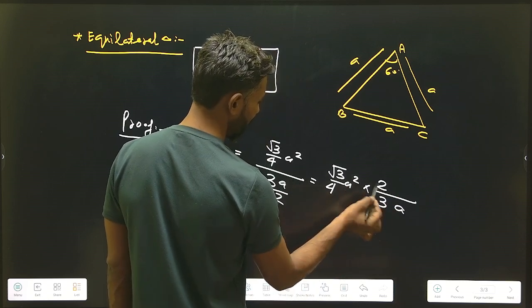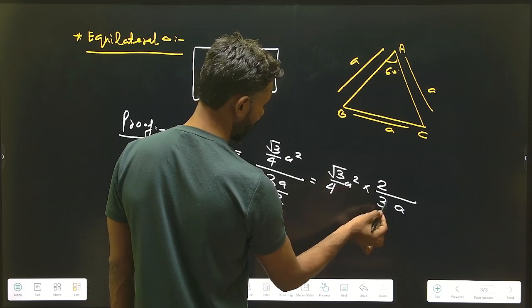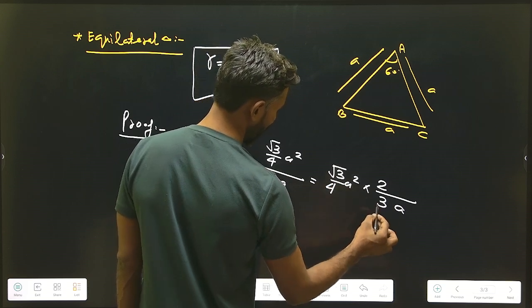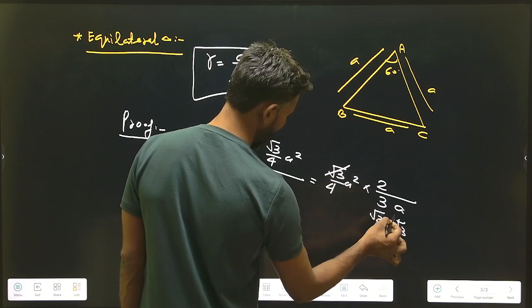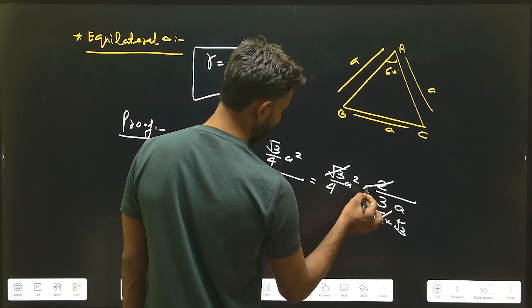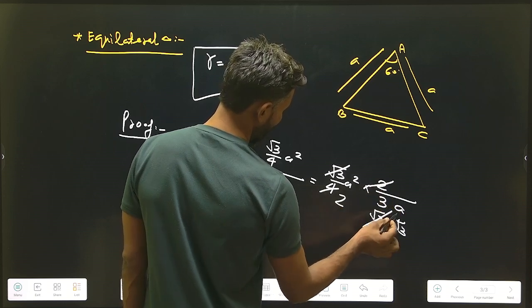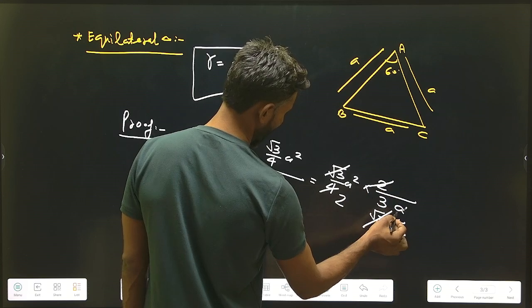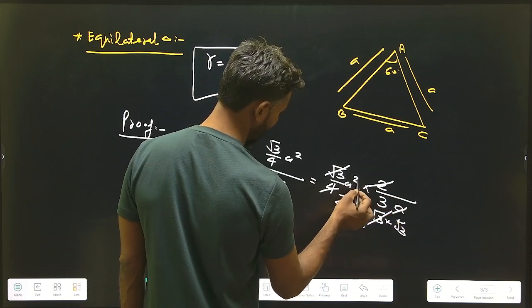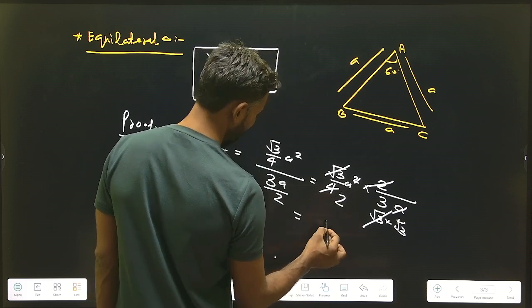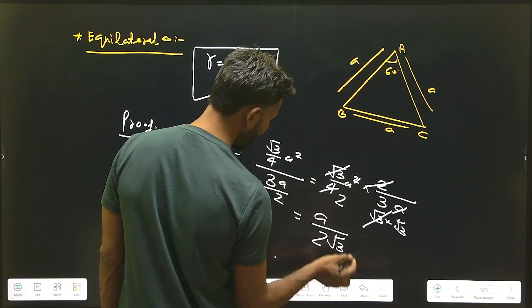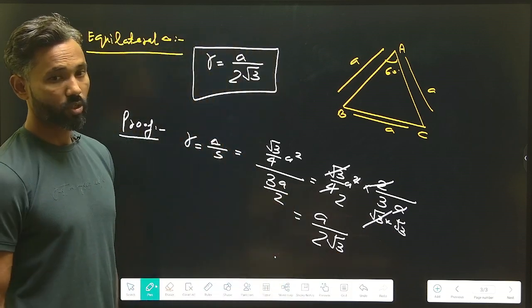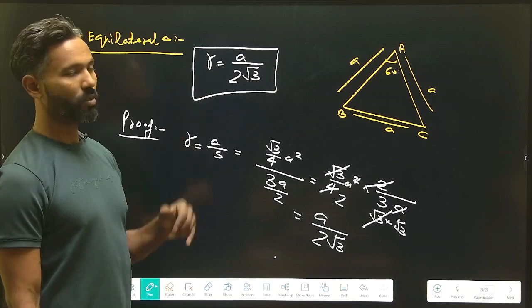Okay, a will be cancelled with a square, and this 3 can be written as root 3 multiply root 3. Root 3 cancelled. 2 is cancelled by 2, a square will be cancelled by a, so a will be left over here. So a upon 2 root 3. This is a very basic process just to understand the derivation of this particular formula.